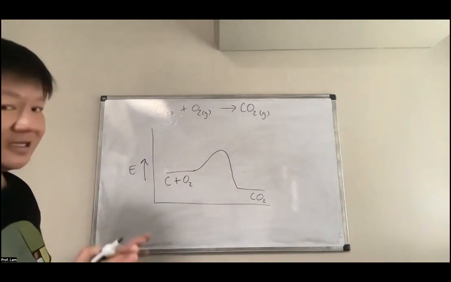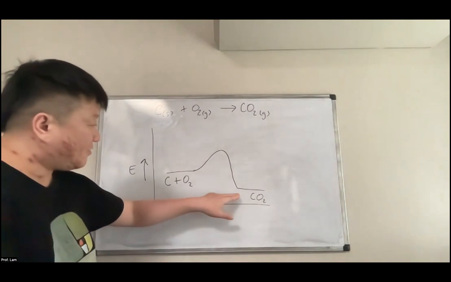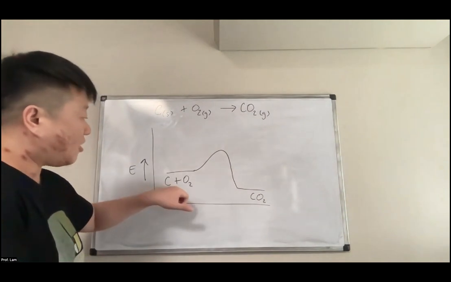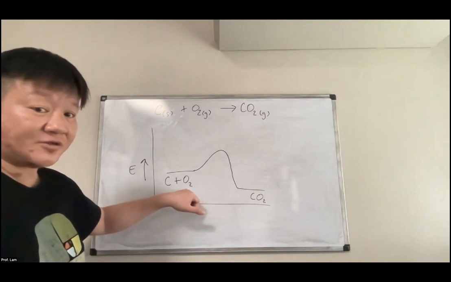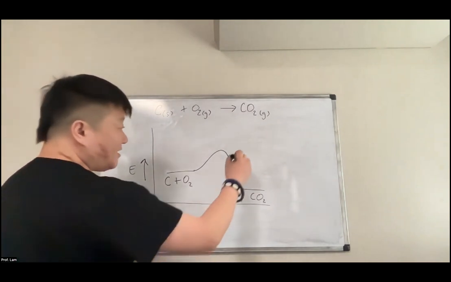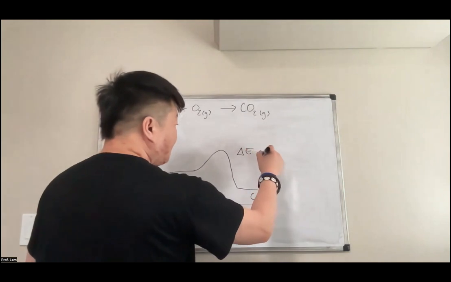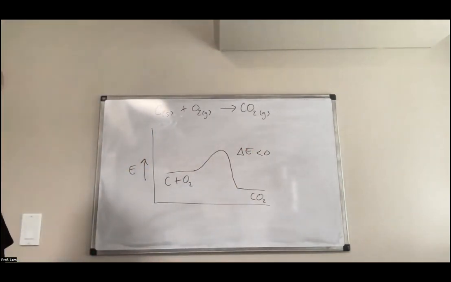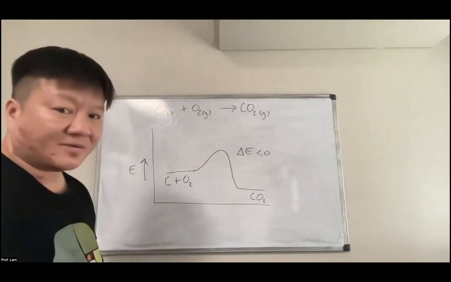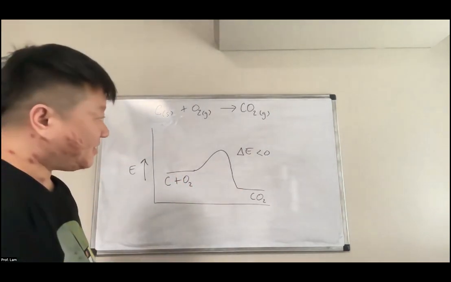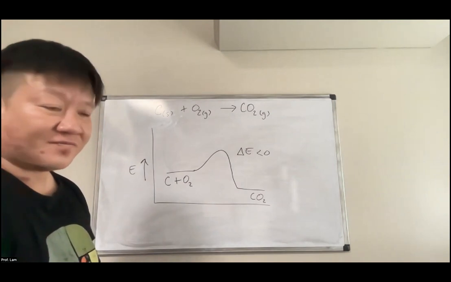So the main thing that you want to see here is that CO2 lies lower in energy than carbon and oxygen, which means the system must have lost energy, right? The change in energy here is negative, right? Because a lower number subtract a higher number, right? So the delta E here is less than zero, okay?